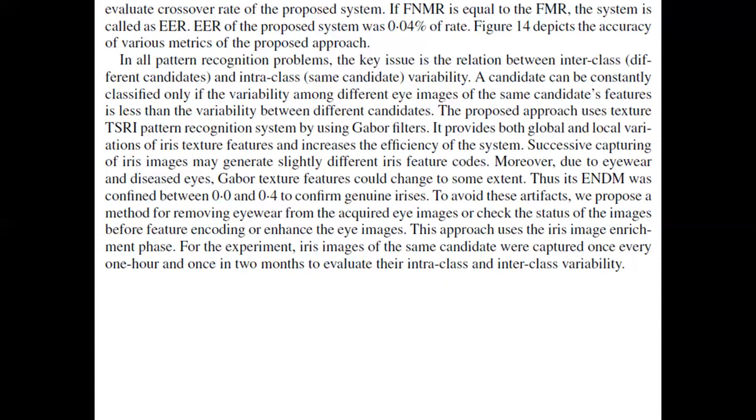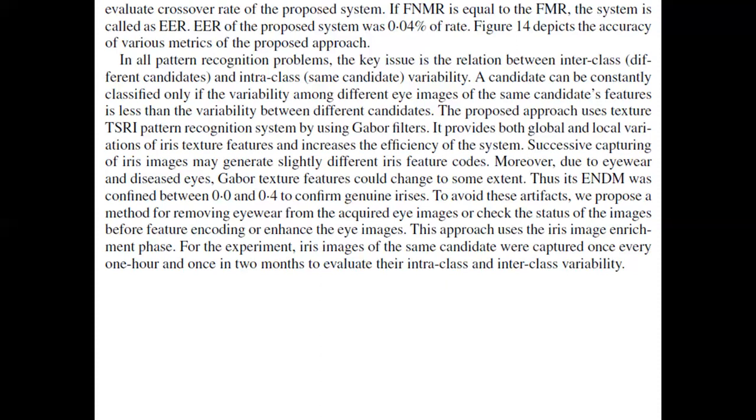Intraclass variability: the same person with two eye images taken at different times of verification. That is what we call intraclass variability. A candidate can be consistently classified only if the variability among the different eye images of the same candidate's features is less than the variability between different candidates. That is more important. The proposed approach uses a texture, translation, scale, and rotation invariant pattern recognition system using a Gabor filter.